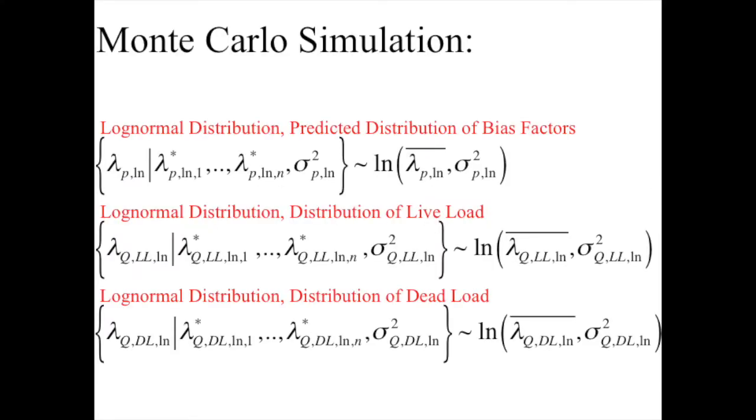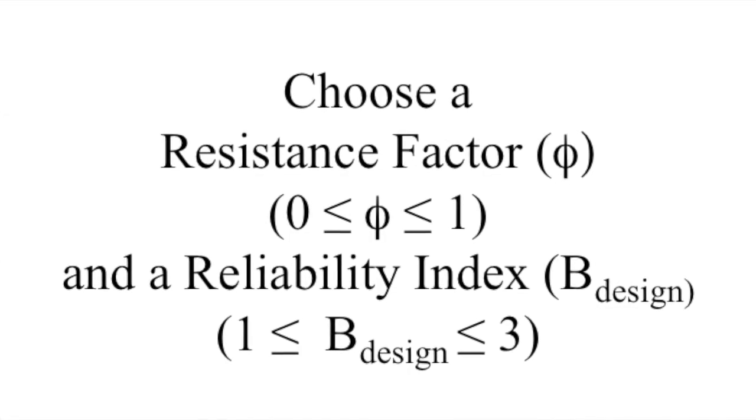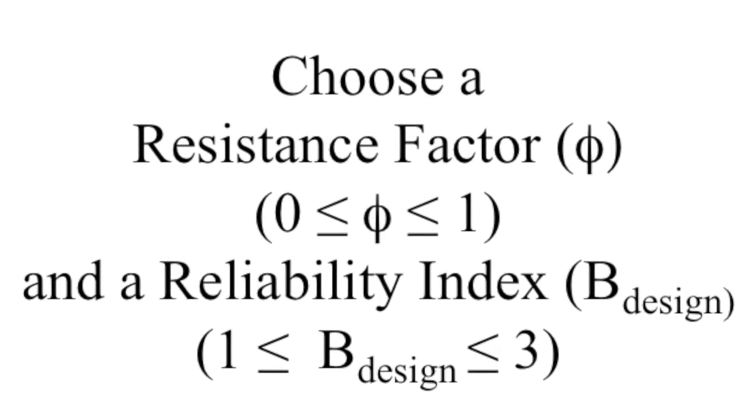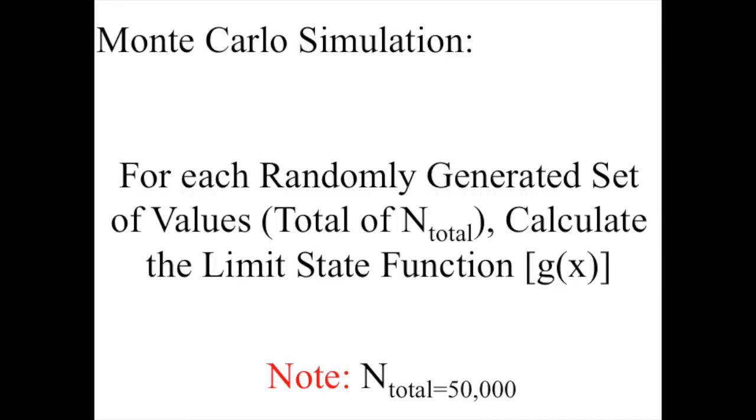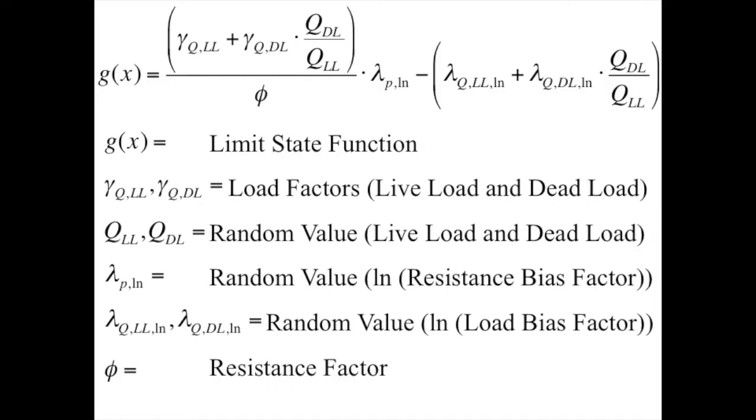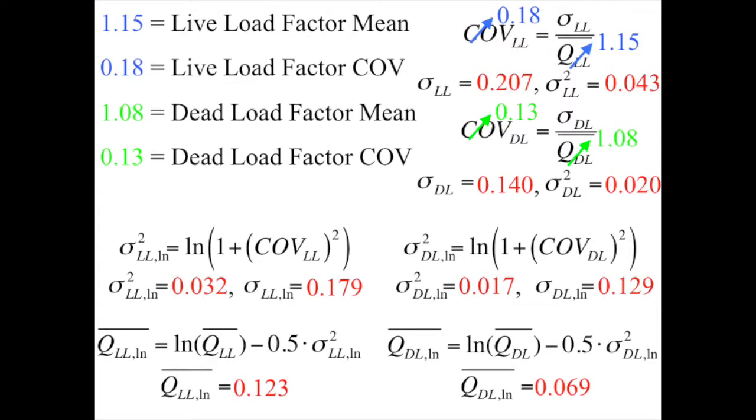After the predicted parameters were transformed, Monte Carlo simulations were performed for the bias factors, the live load, and the dead load. A resistance factor value and a reliability index were then selected, and the limit state function was evaluated for each randomly generated set of values. As shown here, the limit state function included the contribution from the resistance factor, the live load and dead load factors, randomly obtained values of the live load and dead load from Monte Carlo sampling, the log-normally distributed resistance bias factor, and the log-normally distributed load bias factor. For completeness, the values that were utilized in the aforementioned limit state equation are shown here.